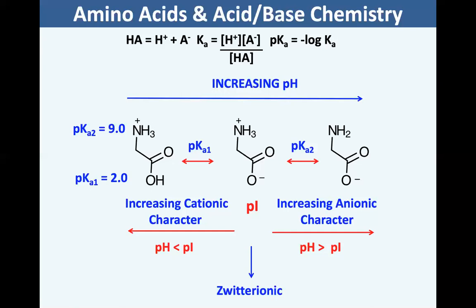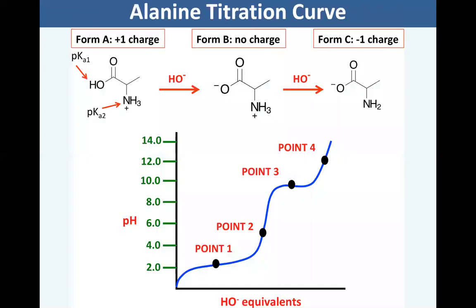And so what I think you should definitely remember is that if the pH is greater than the pI, you have increased anionic character, more negative charge. And if the pI, the isoelectric point, is greater than the pH, it's more positively charged. And so what you're likely to see on the exam, and you probably see it in class, is the classical titration curve. So I'm showing you alanine. This is a simple diprotic acid.